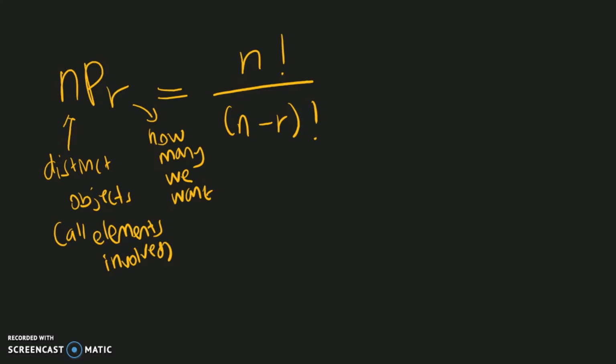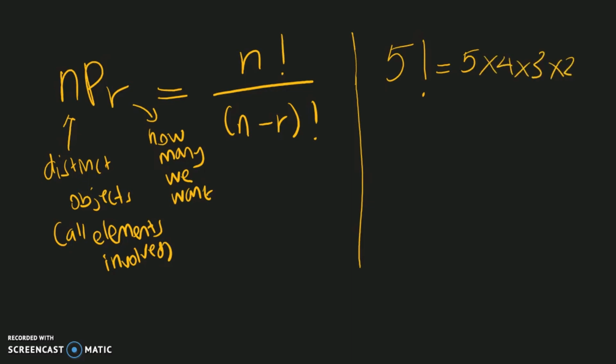Okay, so to understand this, first we have to understand what factorials are. Let's say we have the number 5 and then we put a factorial over it. A factorial is essentially all the numbers that come before it multiplied together. So 5 factorial is 5 times 4 times 3 times 2 times 1. 20 factorial is 20 times 19 all the way to 1. So all the numbers before it multiplied together.